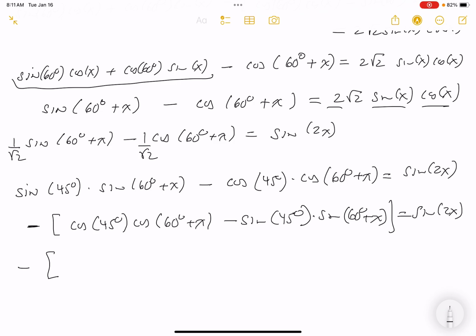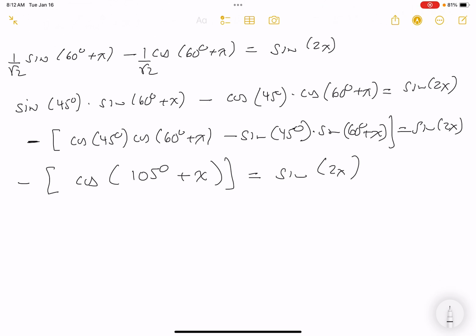All right, let's take a look at this one over here. And that's going to be the addition of those two. So it's going to be cosine of 105 degrees plus x. All right, let me make sure that's true. 105 degrees plus x is equal to the sine of 2x.